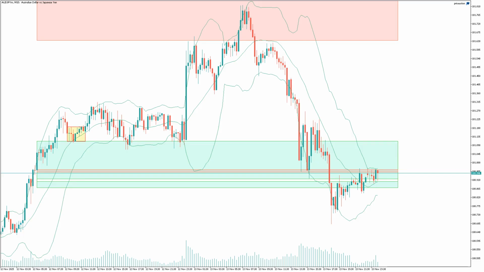Let's jump into the AUDJPY analysis. This resistance zone is identified by a period of consolidation and significant price action between 3 hours and 45 minutes and 5 hours and 15 minutes on November 12, 2025.